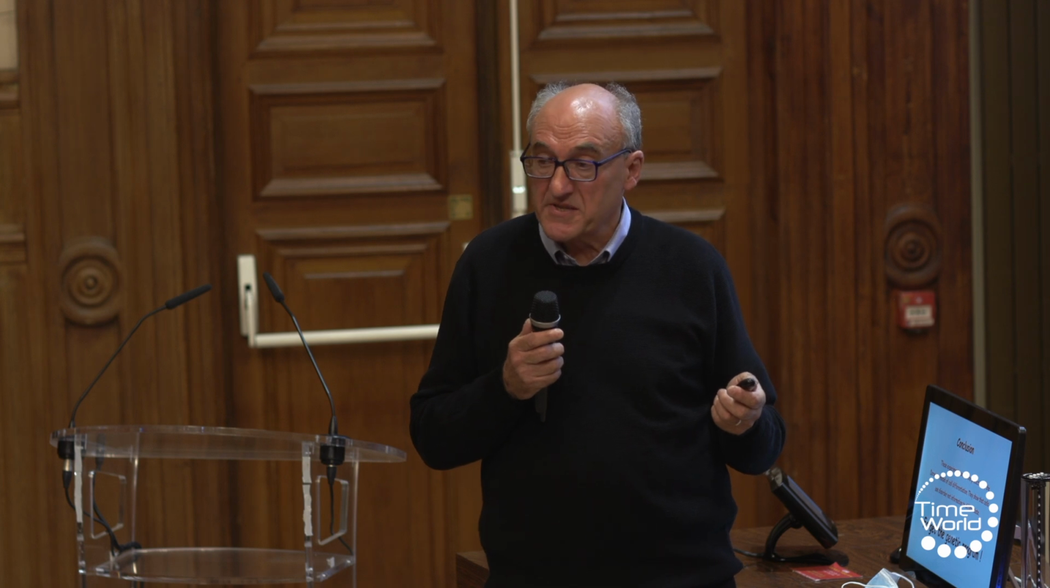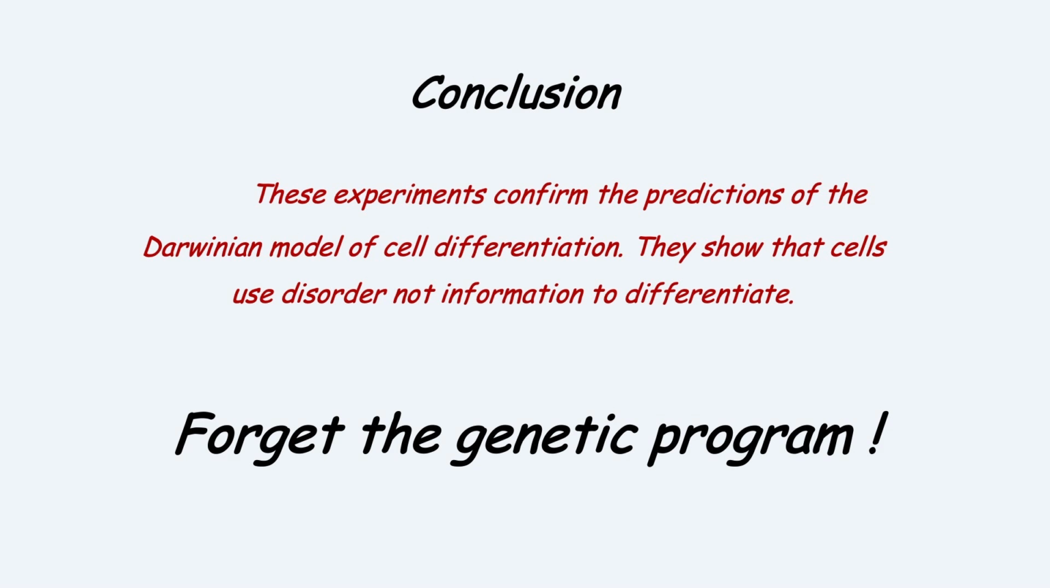In conclusion, the experiments that I have shown you, both the experiment performed in real cells and the computer simulation experiments, confirm the predictions of the Darwinian model. They show that cells use disorder, not information, in order to differentiate.